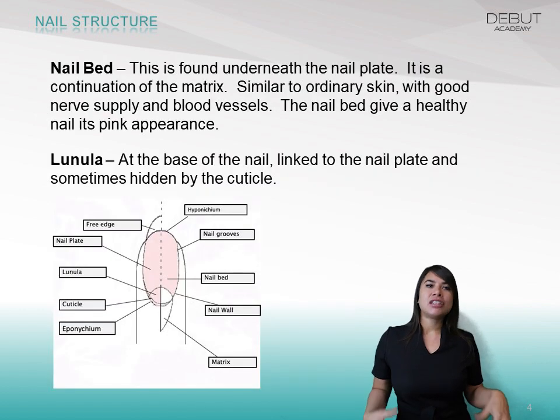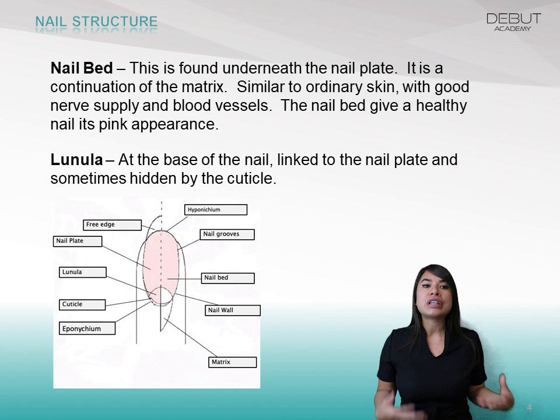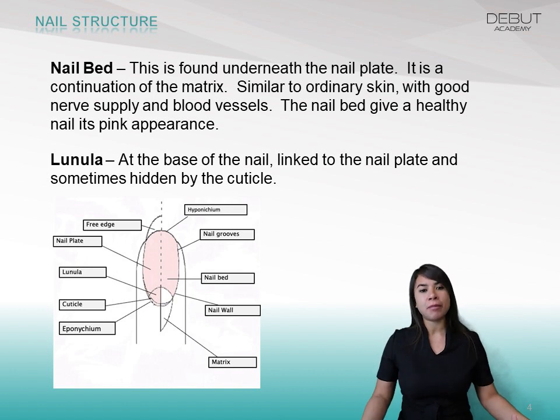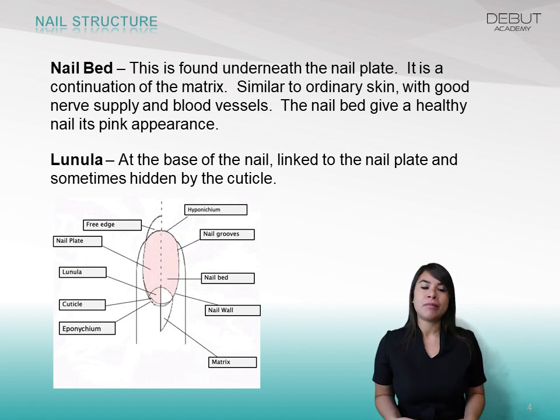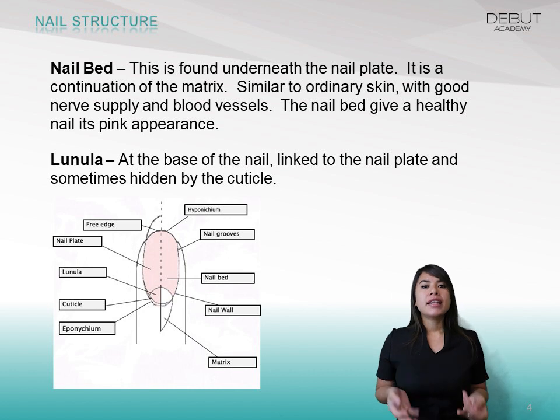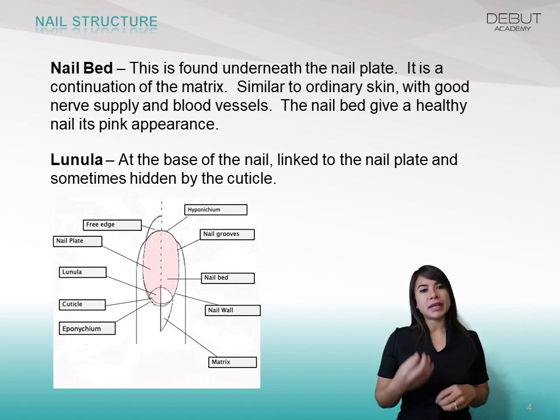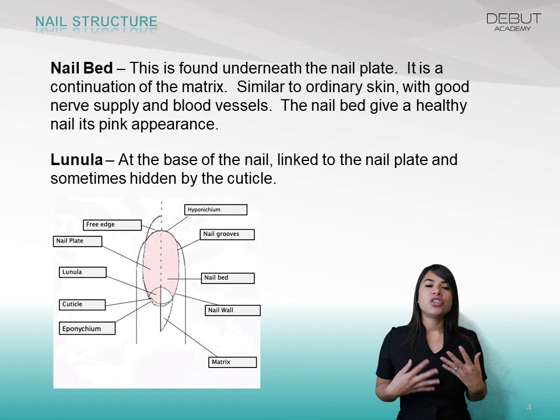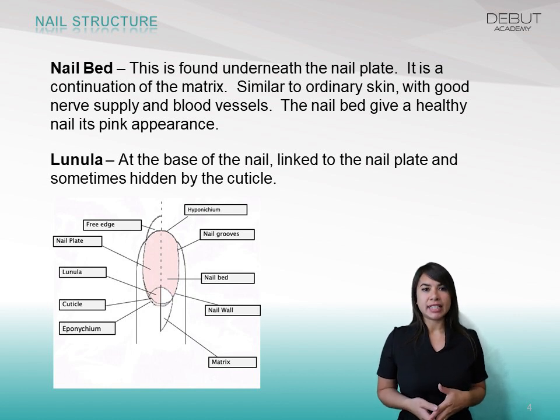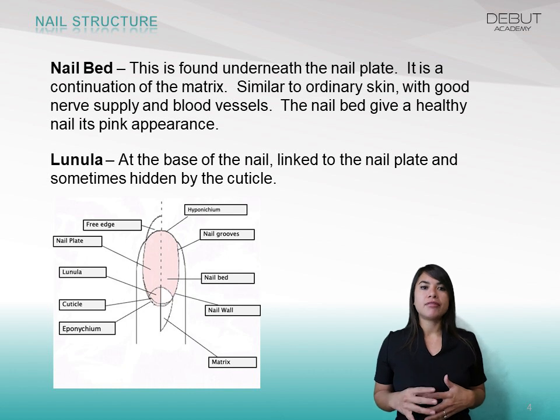The nail bed, this reminds me of a mattress. It supports us to sleep, so the nail bed supports the nail plate to sit on it. The nail bed has lots of blood vessels, it gets that pinky colour from that, as well as having nerve endings, so that's where we can feel, especially if we've damaged our nails, we can feel that from the nerve endings in our nail bed.